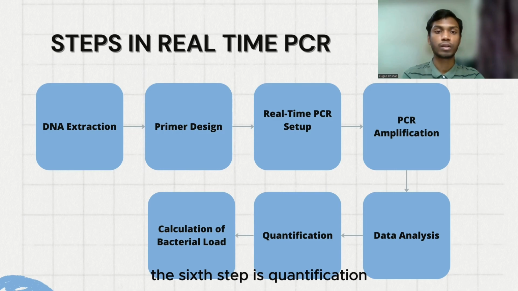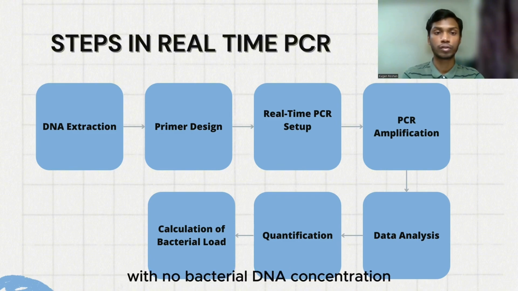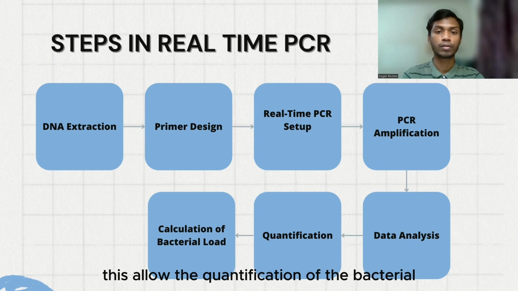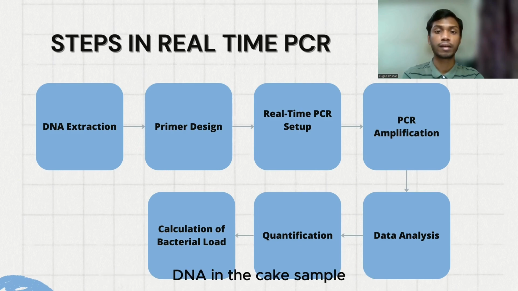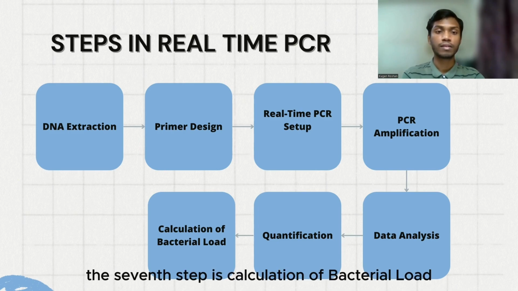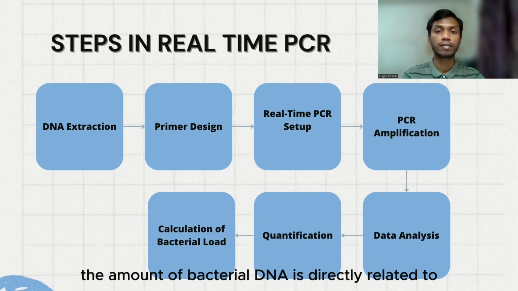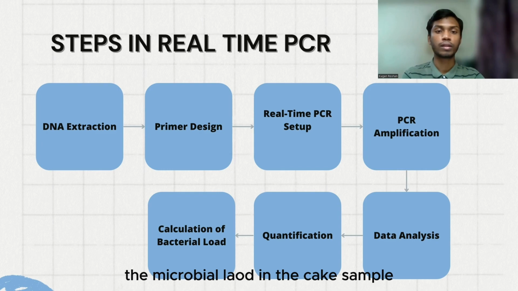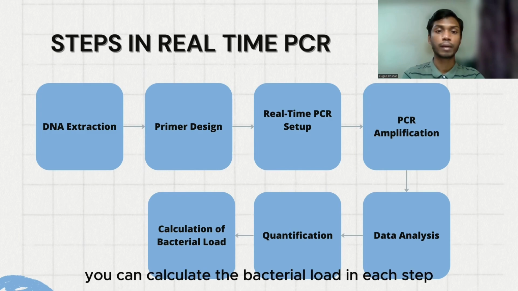The sixth step is quantification. The CT values obtained from the cake sample are compared with the standard curve generated using positive control with known bacterial DNA concentration. This allows the quantification of the bacterial DNA in the cake sample. The seventh step is calculation of bacterial load. The amount of bacterial DNA is directly related to the microbial load in the cake sample. By comparing the CT values of the cake sample with the standard curve, you can calculate the bacterial load in each sample.